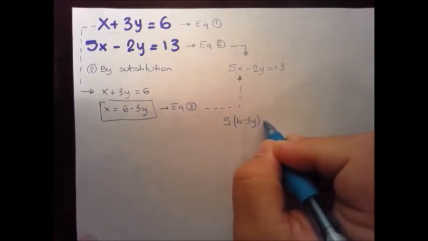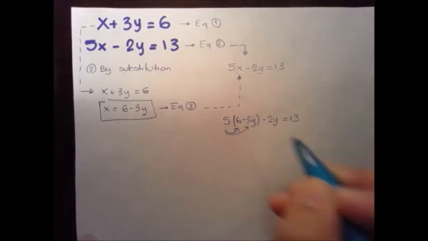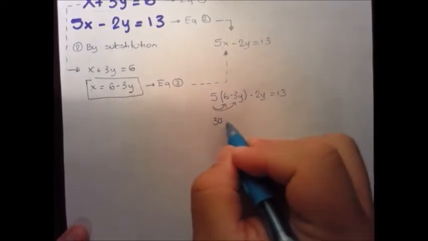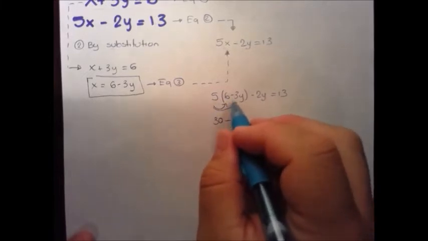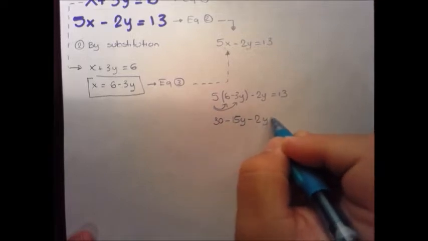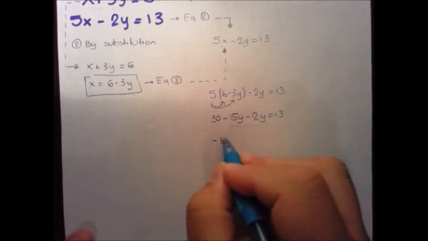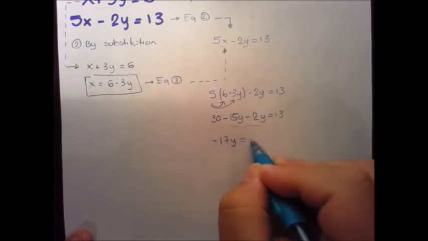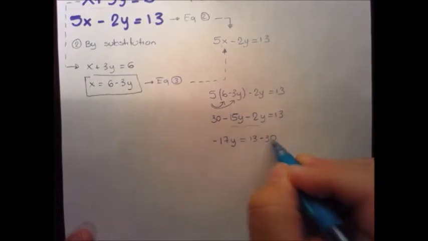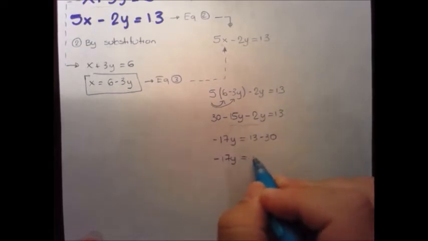Instead of x, I'm going to write 6 minus 3y, minus 2y equal to 13. And then I'm going to develop that multiplication. 5 times 6 is 30, minus 5 times 3 is 15y, minus 2y equal to 13. I'm going to leave the variables over here in this way. Minus 17y equal to 13 minus 30, because it's positive, it's going to pass negative. So minus 17y is equal to minus 17.